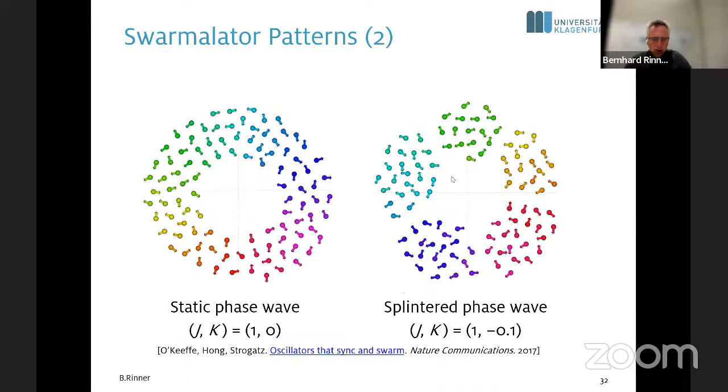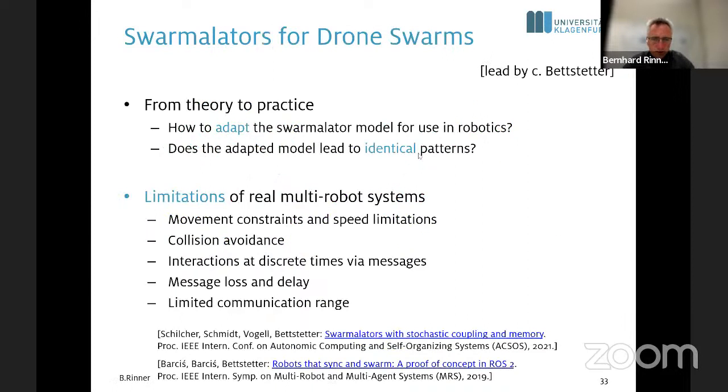And by playing around with these different parameters, you can achieve static phase waves, where you have this ring, and basically the ring is ordered based on the phase, or you can also achieve a pattern where you have subgroups, and so on and so forth. So when it comes to the implementation of this simple mathematical model, we need to adapt the simulator model for the use in robotics, because there are some fundamental assumptions: that all nodes communicate with all others, have identical behaviors, there's no delay, there are no movement constraints, there are no speed limitations, collision avoidance is not handled, and so on and so forth.